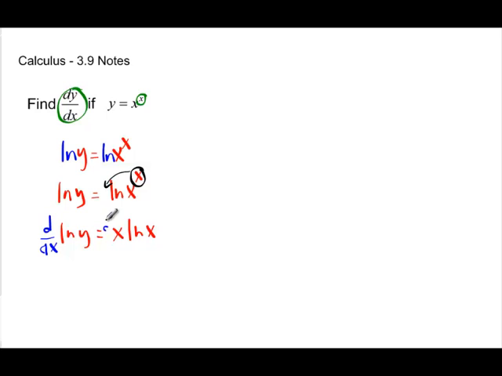So dy dx over here and d dx over here. And when we do that, the derivative of the natural log of y is going to be 1 over y, times dy dx. Don't forget your implicit differentiation rules. And on the other side, you're going to have the chain rule right here for this guy. Here's your u. And you're going to have the chain rule right here for this guy. Here's your v.